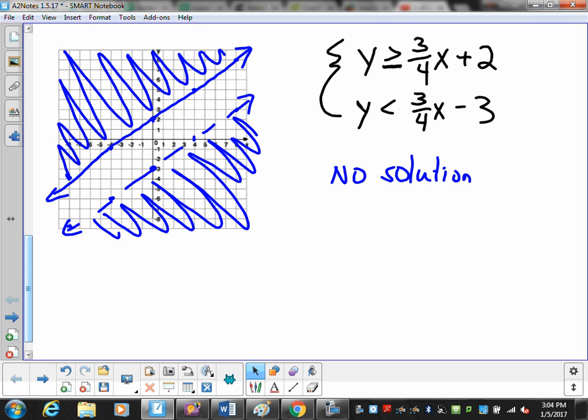Okay? Then the next question I had was, what if these were the exact same equation? So this one stayed as y is greater than or equal to 3/4 x plus 2, but this one changed to y is less than 3/4 x plus 2. It'd still be no solution. So the line would still be right here, but it'd be shaded this way. There would still be no solution because the only thing they would have in common would be that line, but this one, the line is dashed, so it's not part of it.